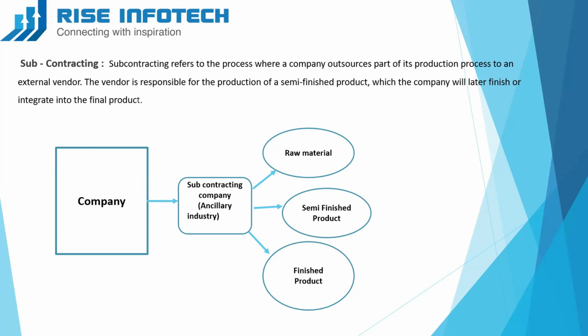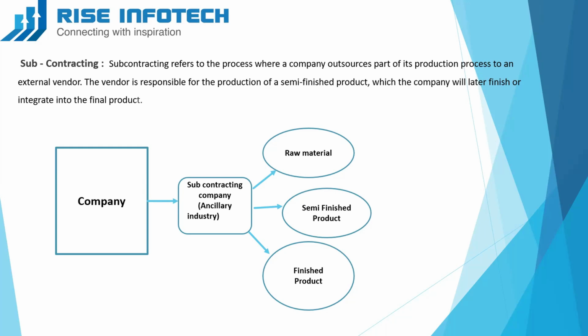The company gives the contract to subcontractors like ancillary industries, so that with the raw materials they are converted into semi-finished goods and finally go to production. I can give the best example, like Tata Motors. Tata Motors is not able to produce every part.